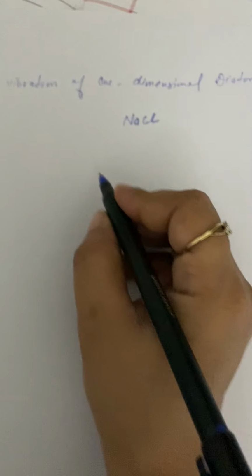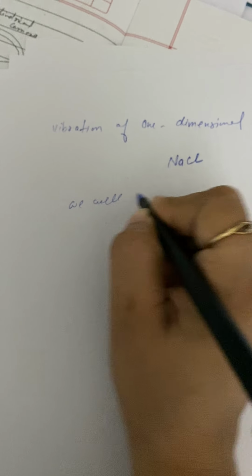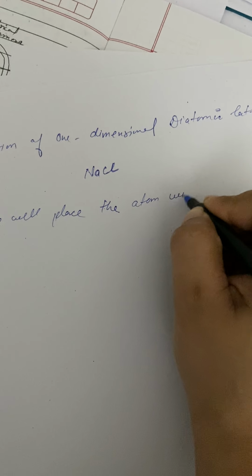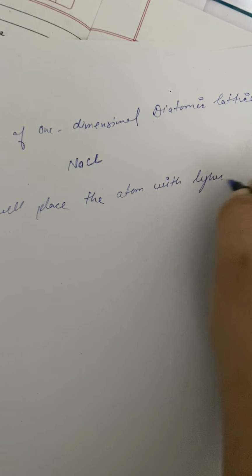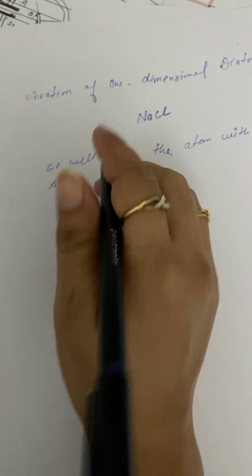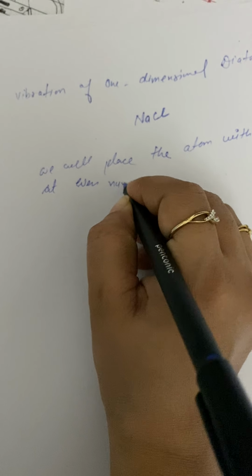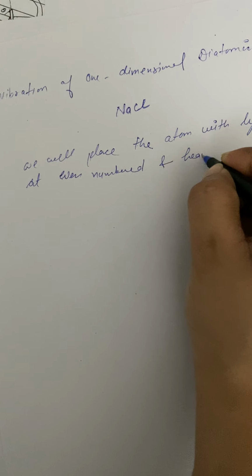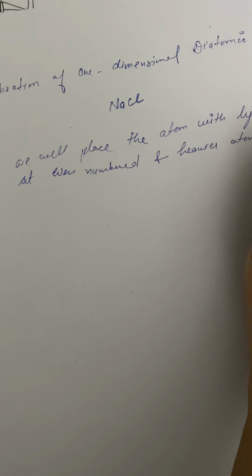So we will calculate the vibration for a diatomic lattice. For this we will place the atom with lighter mass at even numbered position and heavier atom at odd numbered position.